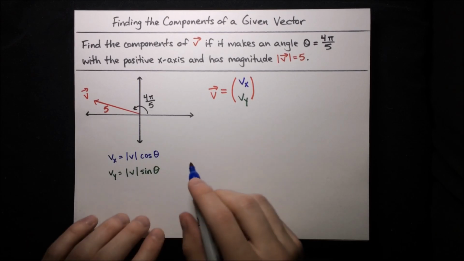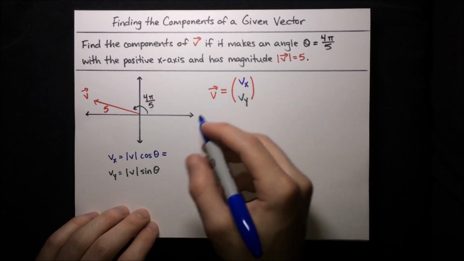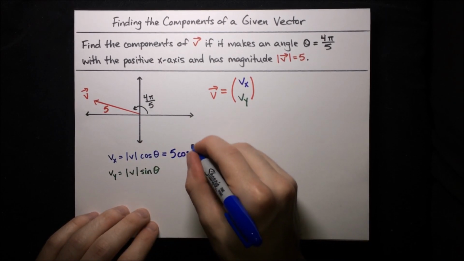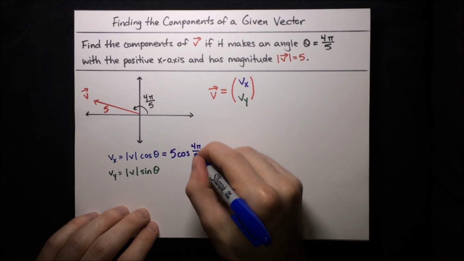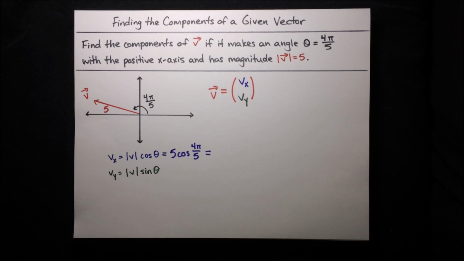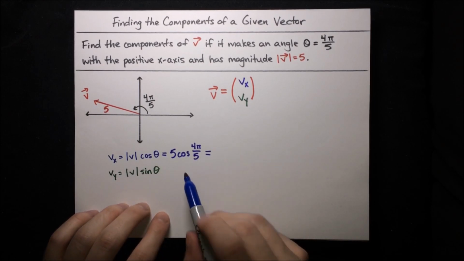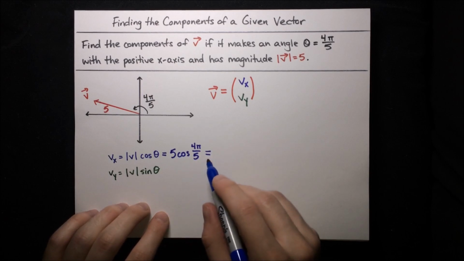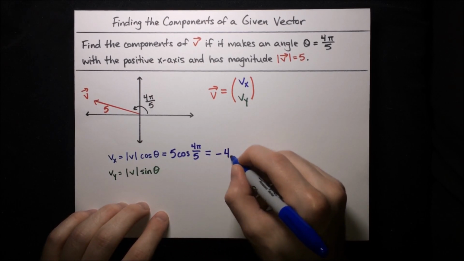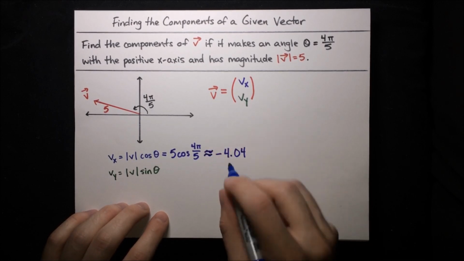So let's just go ahead and compute these. Sticking in the magnitude, which is 5, so 5 cosine of theta, which is 4 pi over 5, and now we just have to compute this. This isn't one of those nice angles. We have to use a calculator for this one, so make sure you're in radian mode and just punch this in, and you should get, rounded to two decimal places, negative 4.04. So that's approximately equal to that.